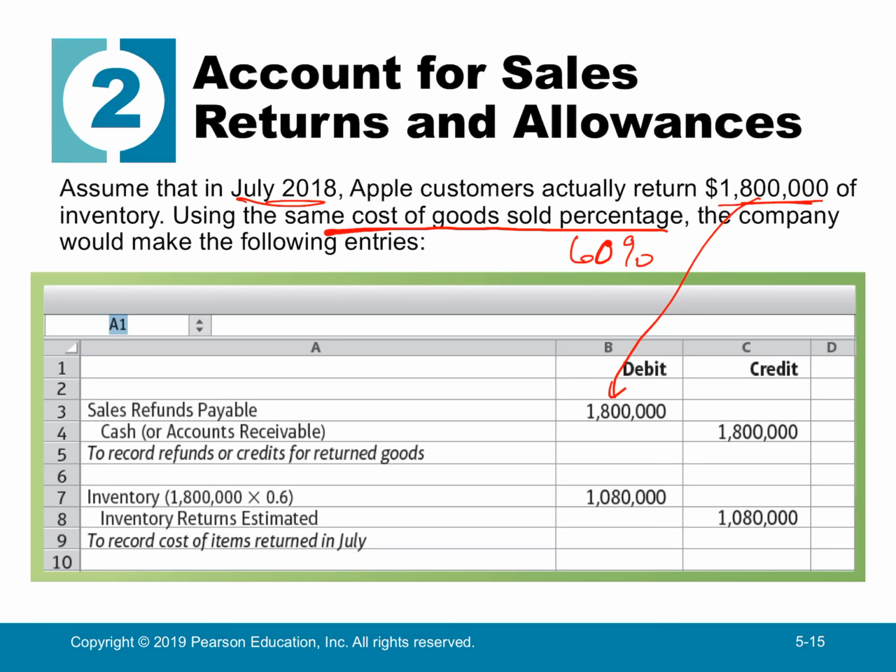And you can see what we're doing is pulling this 1.8 million out of this liability, sales refunds payable. So we're decreasing this liability. And now we are giving back the customer either cash or we're reducing their accounts receivable, depending on how they paid originally. So now we are recording the actual refund. And for inventory, now we actually have 1,080,000 worth of inventory that came back, right? 60% times the 1.8 million of sales up here. And we're decreasing this inventory returns estimated asset account. So this is the cost of items returned in July.